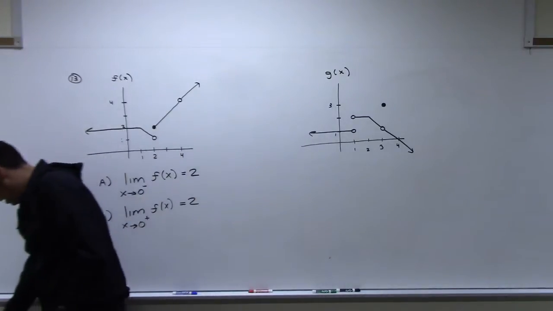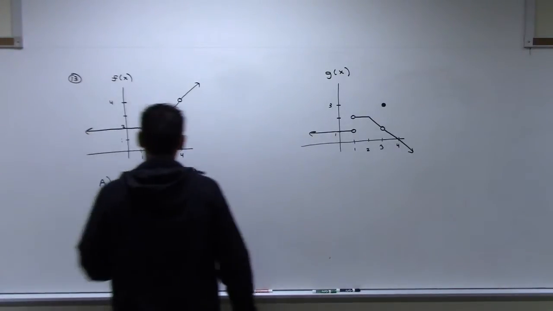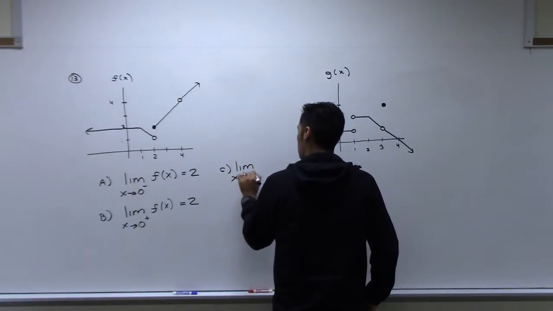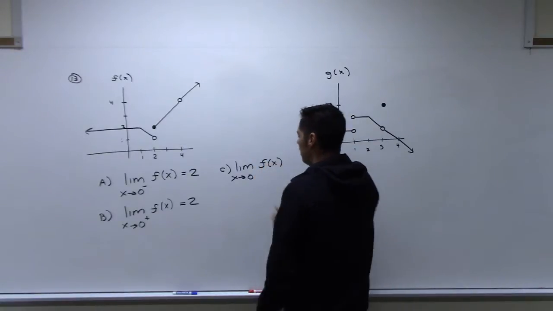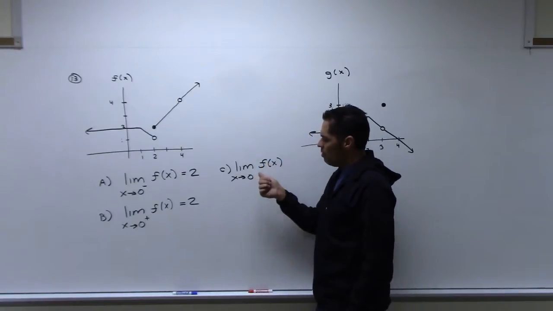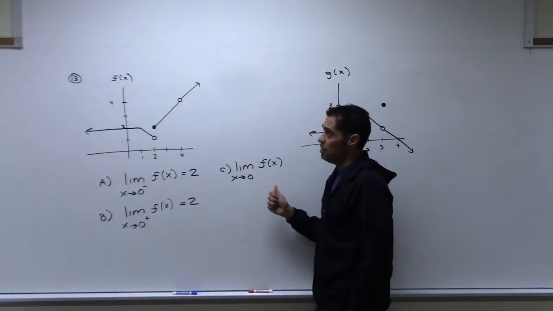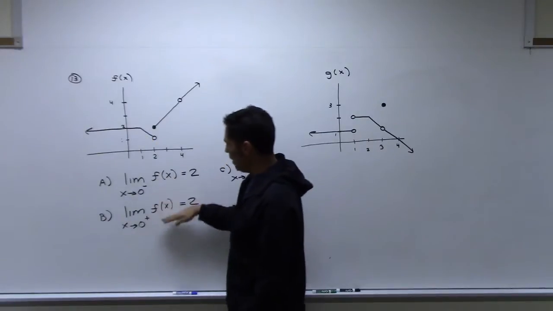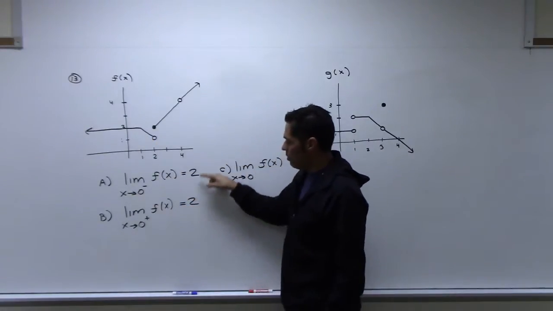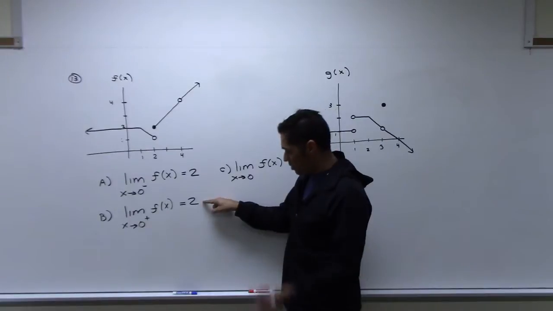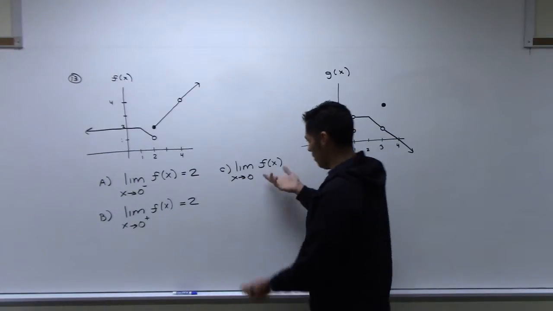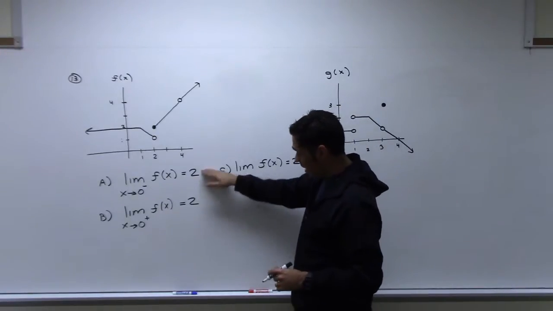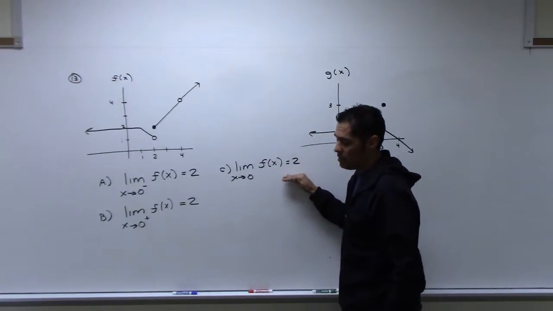All right, let's look at part C. Part C says, what is the limit as x approaches 0 of this function? And notice that they don't put plus or minus here. So since they don't put plus or minus, here's what you need to do. You need to look at the limit from the left and from the right, which we already did, and we need to see if these two numbers go to the same place. If they do, then the answer is that number, which in this case they do. Both go to 2, so our answer is 2. If these were not the same numbers, then our answer would be that this limit does not exist.